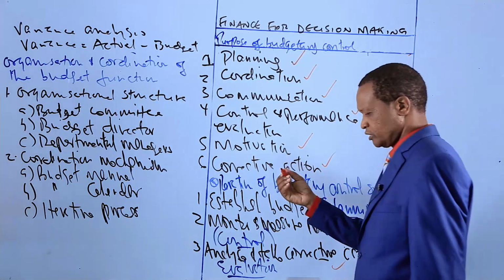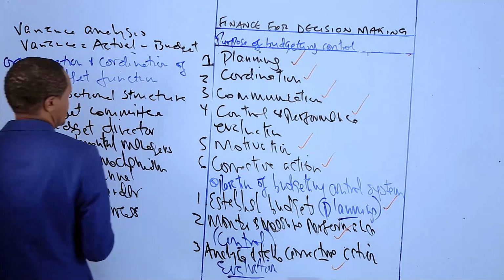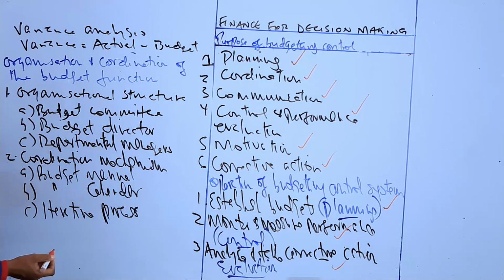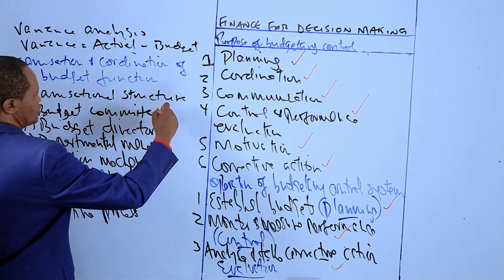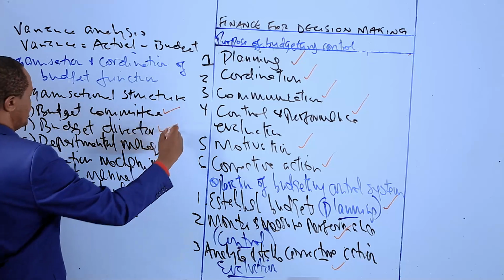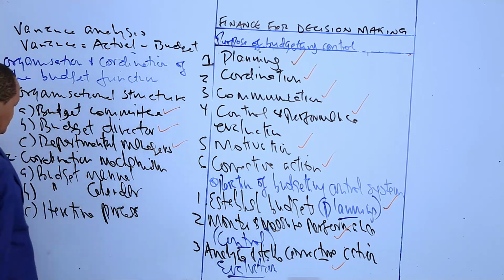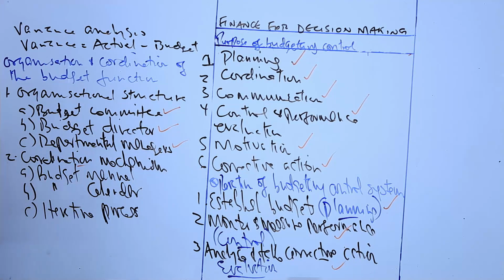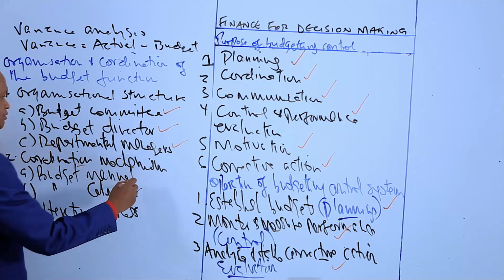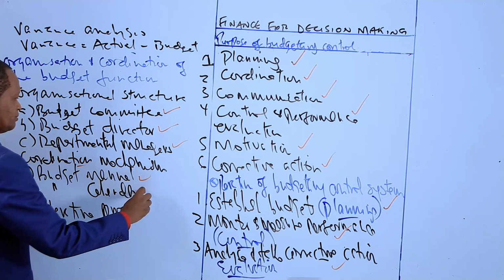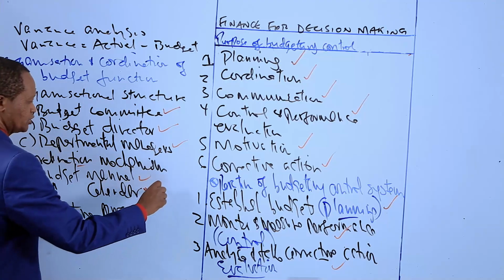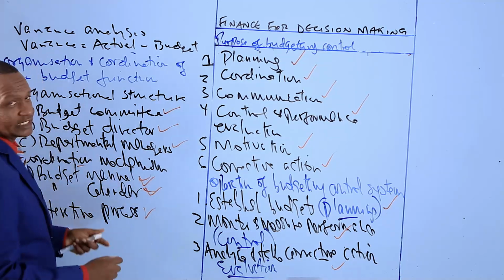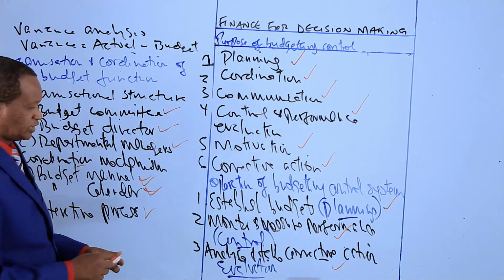Then in this lesson, we've covered organization and coordination of the budget function. We've discussed the organization. For you to have proper organization, there has to be an organization structure which comprises the budget committee, the budget director, and departmental heads. Then in coordination, there has to be a budget manual, a budget calendar, and it's important to remember that it's an iterative process. That is all for today's lesson.